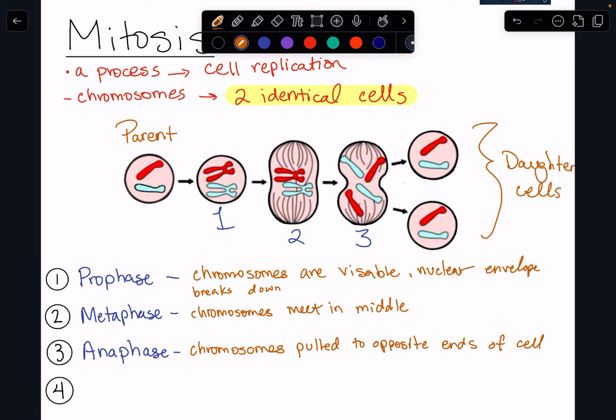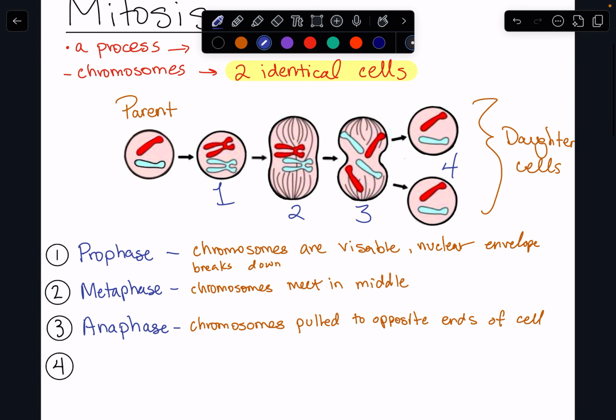Our third phase, we have anaphase. And what happens in anaphase is that the chromosomes are swimming to the opposite ends of the cell. They're being pulled towards opposite ends.